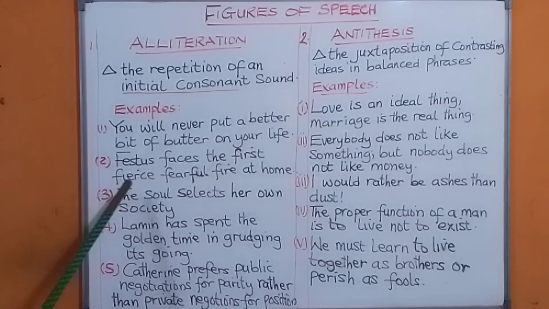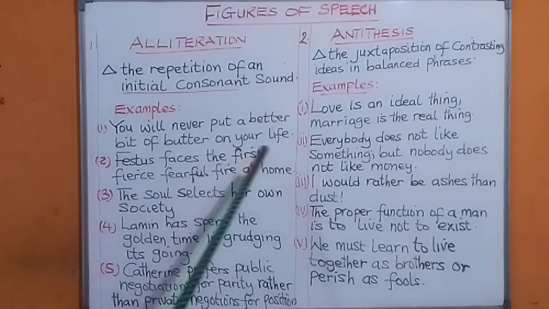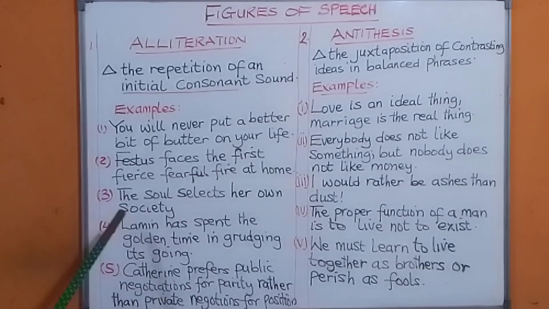Look at number 2. Festus faces the first fearful fire at home. Look at how F is being repeated. The first consonant F is being repeated there. That is an alliteration. Look at number 3. The soul selects her own society. S is repeated here. The soul selects her own society.